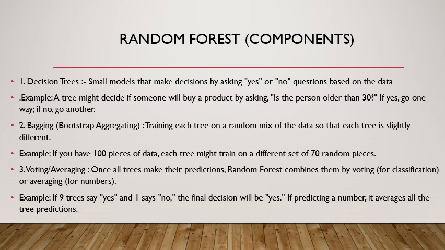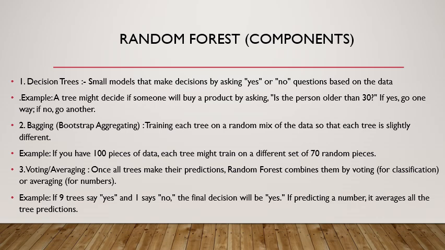Components of random forest. Decision tree. Actually random forest is an extension of decision tree. Here, decision trees are small models that make decisions by asking yes or no questions based on data. As we discussed yesterday, like if it is raining, yes or no. Example, a tree might decide if someone will buy a product by asking, is the person older than 30? If yes, go one way. If no, go the other way. It makes decisions based on yes or no answers.